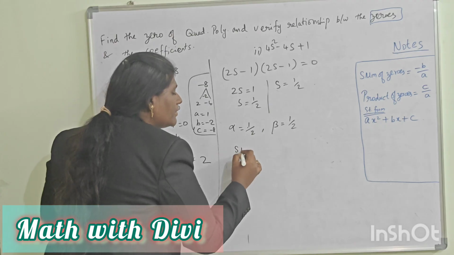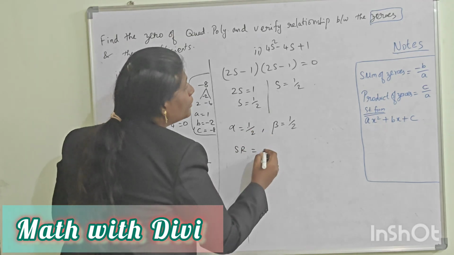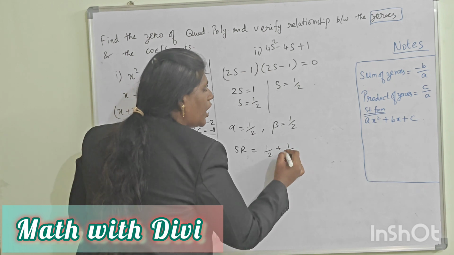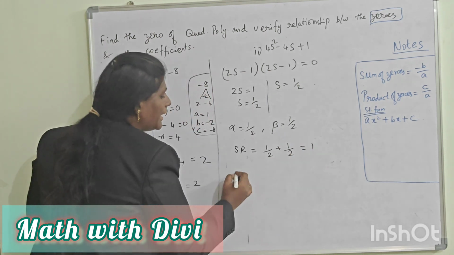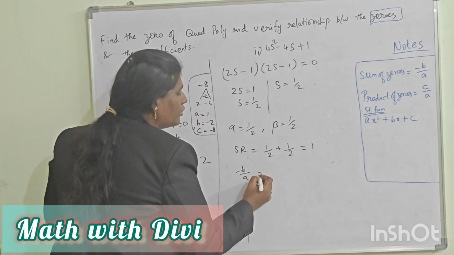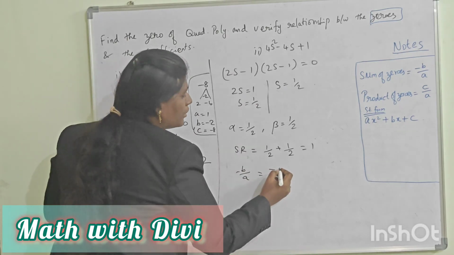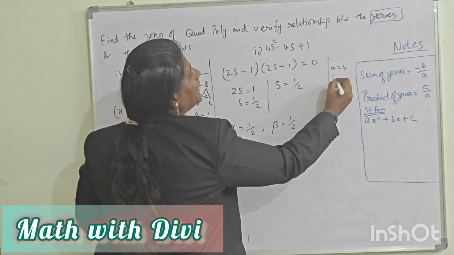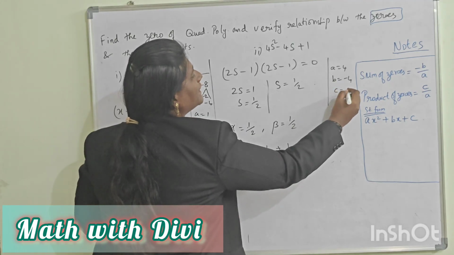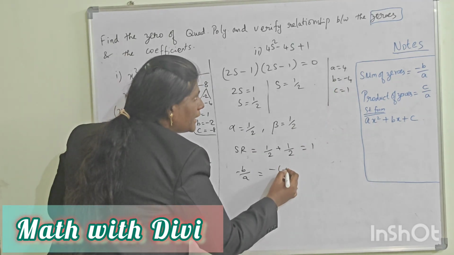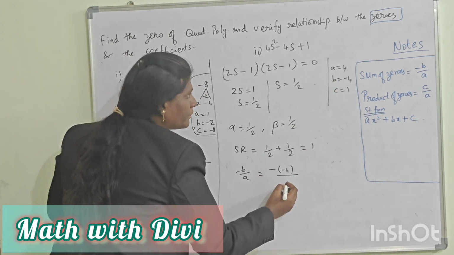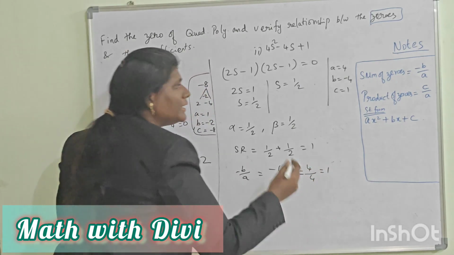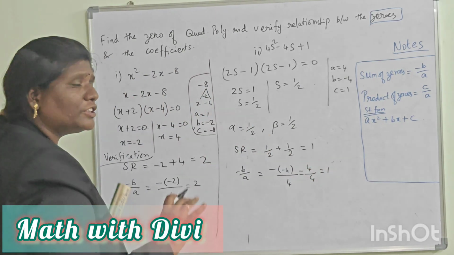So, sum of zeros is equal to, how to do? Sum of zeros, 1 by 2 plus 1 by 2, half plus half is 1. Minus b by a, where a is equal to 4, b is equal to minus 4, c is equal to 1. So, minus of minus 4 by 4 is equal to 4 by 4 is equal to 1. Sum of roots, zeros, we have checked, right?